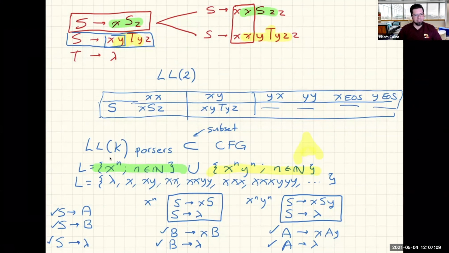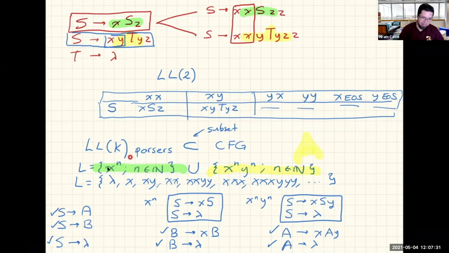We saw that for this language, which is the union, I need to select. Oh no, my pencil is dead. Okay, I will select with my hand. So in this case, we need to see two characters ahead.